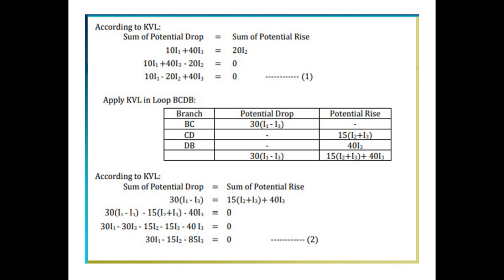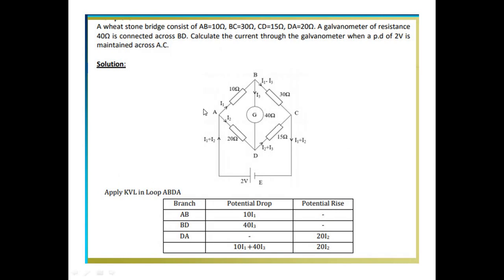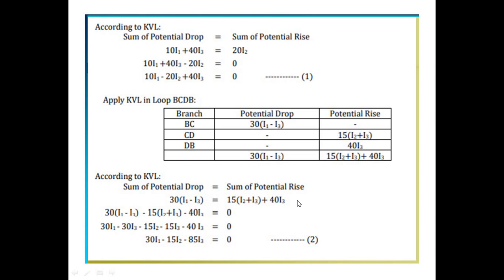Then the next loop, B, C, D. In this loop B, C, D, the current flow is 30 (I1 minus I3), and in the opposite direction minus 15 (I2 plus I3), and then in the clockwise direction of the current flow, minus 40 I3.